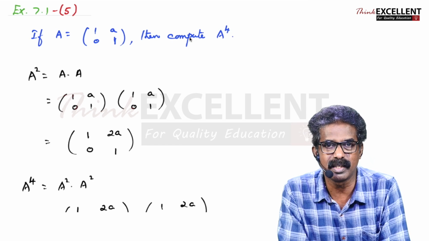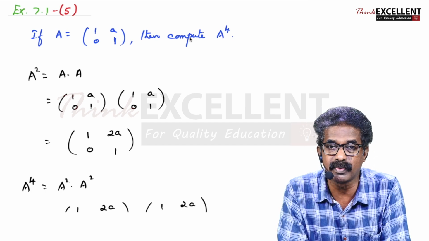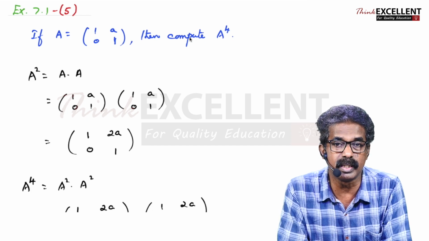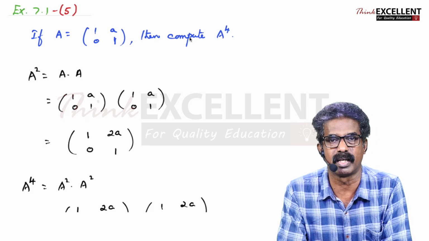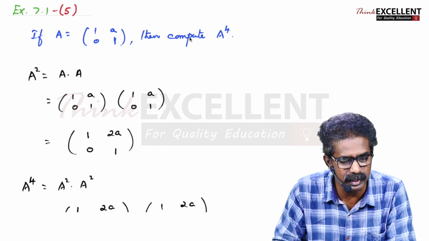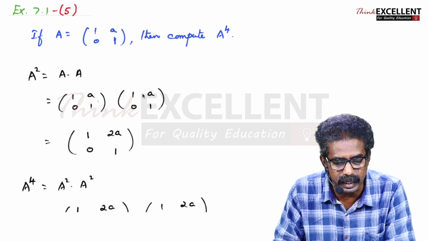First you find A square, then A cube is A square into A. But here they asked to find A raised to 4. So first you find A square, then A raised to 4 is A square into A square. Okay, so all of you know how to do that, but still the multiplication we will see one more time, right? So first you find A square, A into A. So write A 2 times.